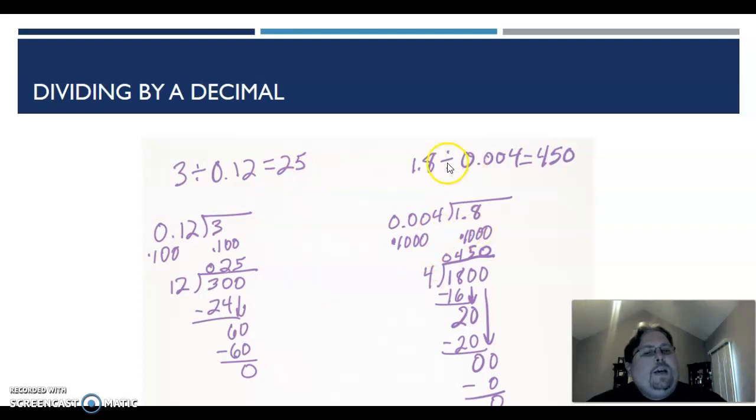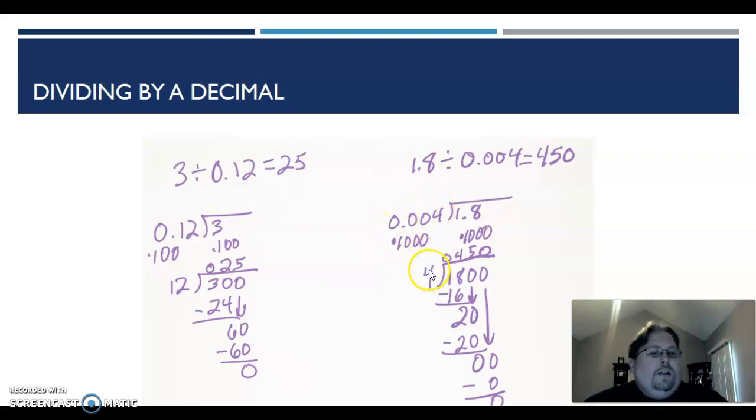Now, here we have a decimal divided by a decimal. So we have our 1.8 is our first number, so that's going to go on the inside. That's our dividend. 0.004 or 4 thousandths is our divisor. It's our second number, so that's going to go on the outside. I have to move my decimal 3 times, so I'm going to multiply by 1,000 because 1,000 has 3 zeros.